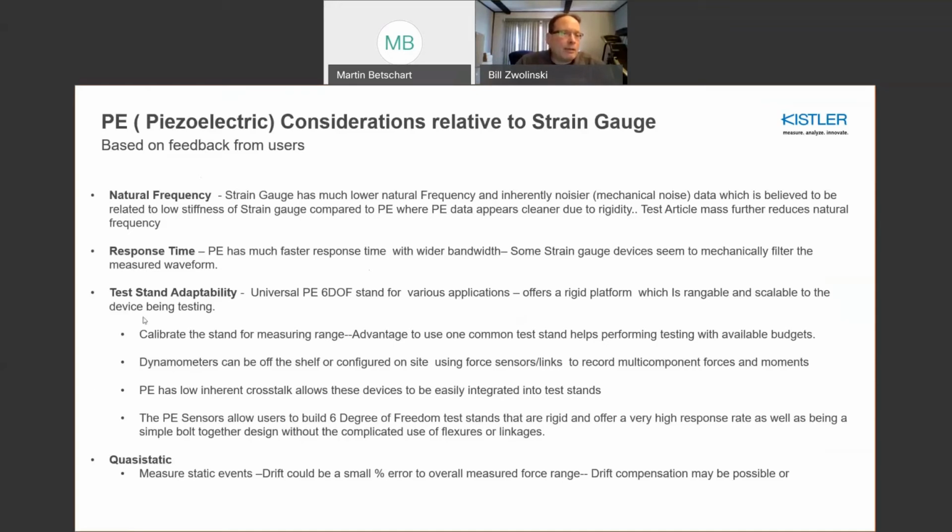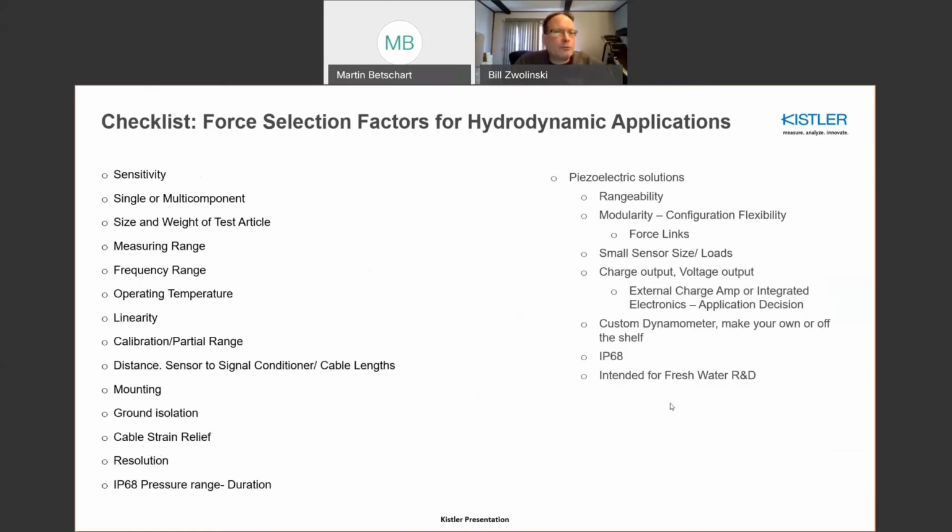One of the key advantages would be test stand adaptivity, where you can use one test stand, range it for what you need, and use it in a modular manner and configure it in an easy way to accomplish a multitude of measurement tasks. I'm not going to go through the checklist here, but I leave it for you to look at.